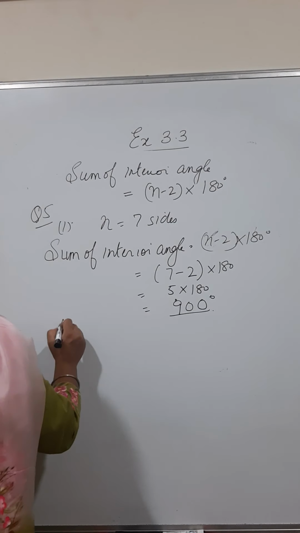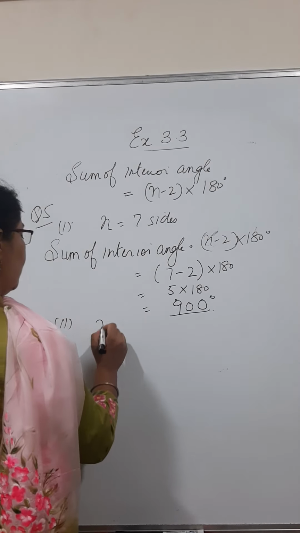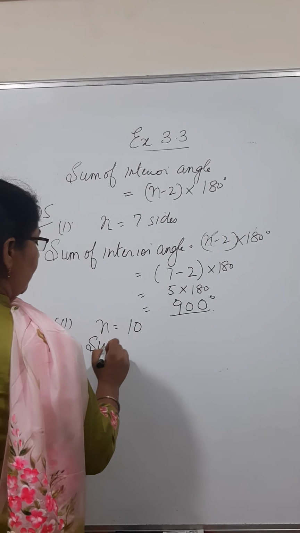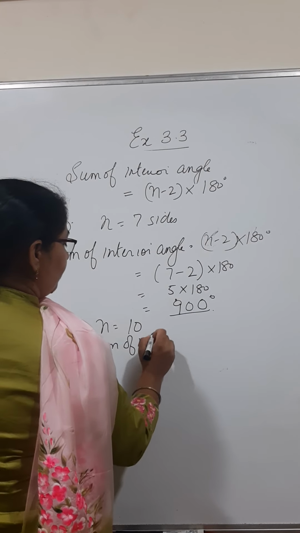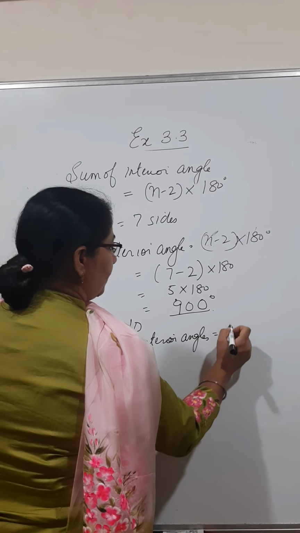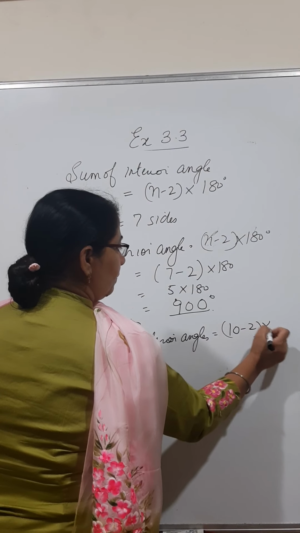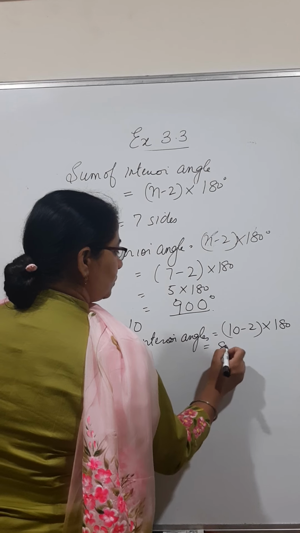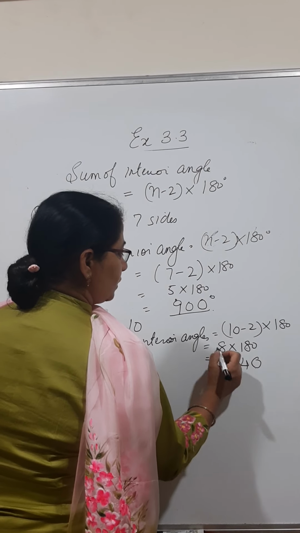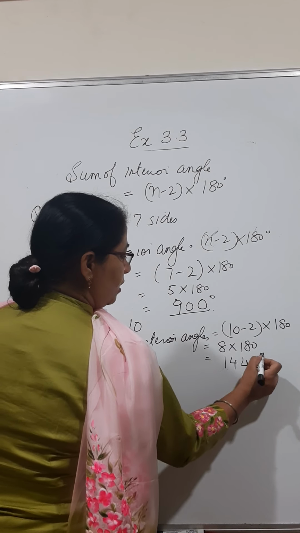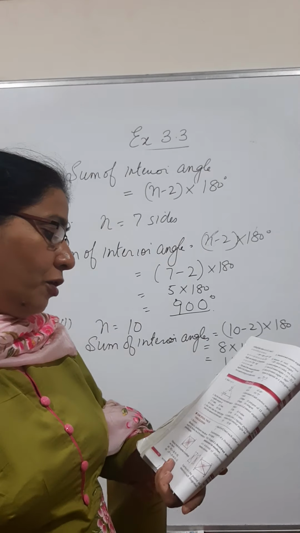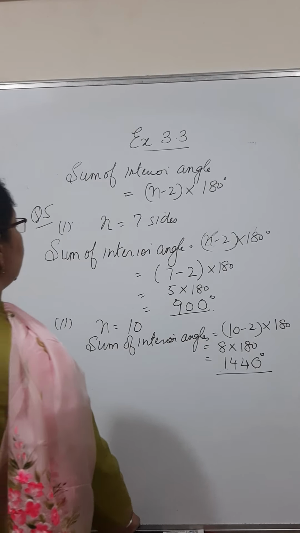Similarly beta, if n is equal to say for example 10, then what will the sum of the interior angles be? It will be equal to 10 minus 2 multiplied by 180. So 10 minus 2 is equal to 8. 8 multiplied by 180: 0, 8 8s are 64, 6 carry 8, 1, the 8 plus 6 is 14. So it will be 1440 degrees.